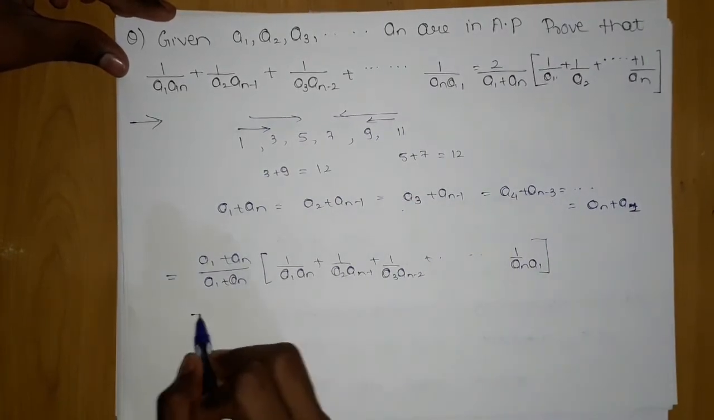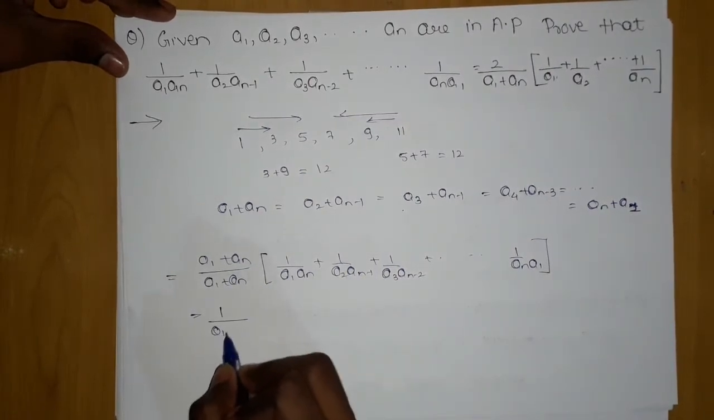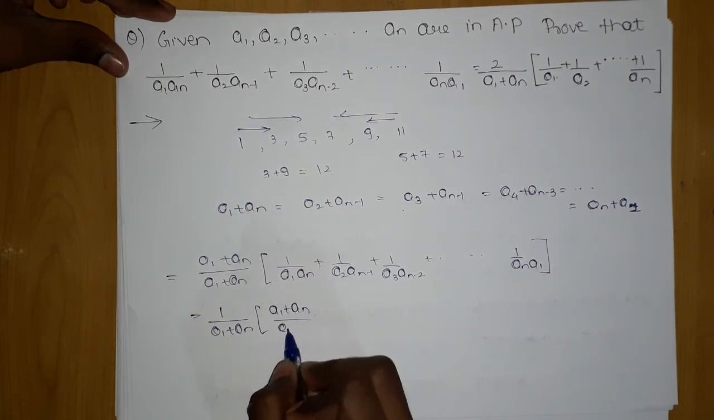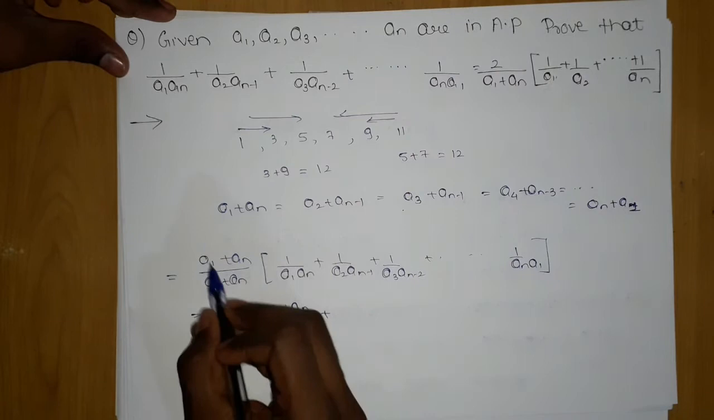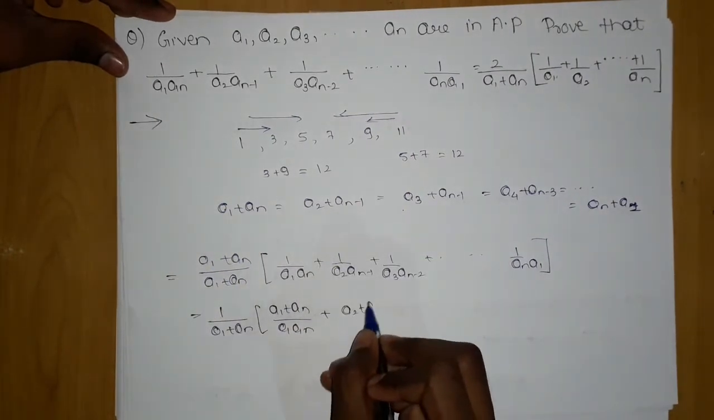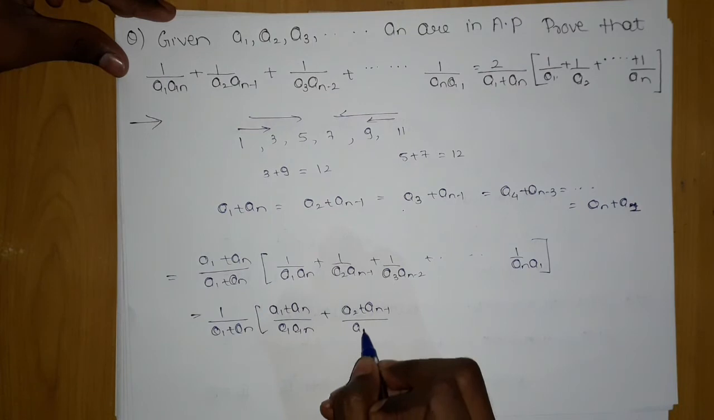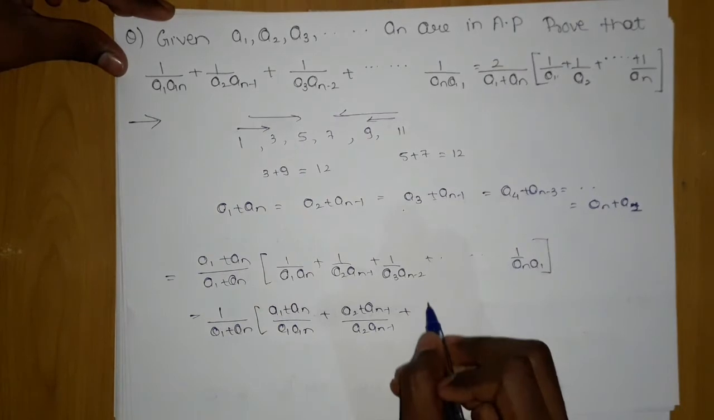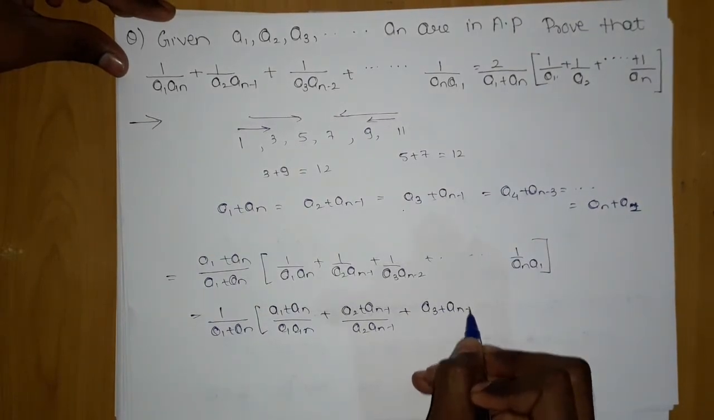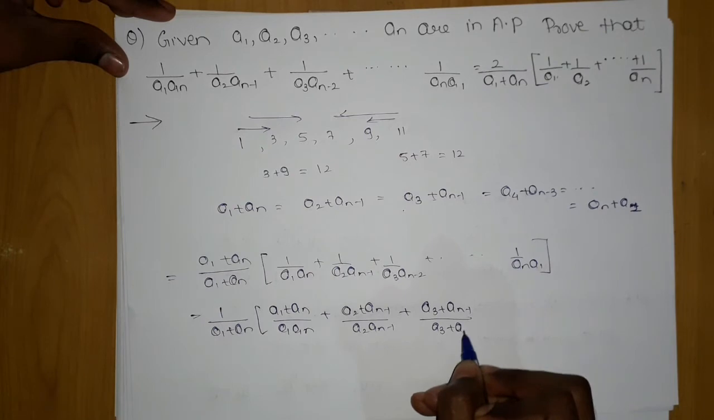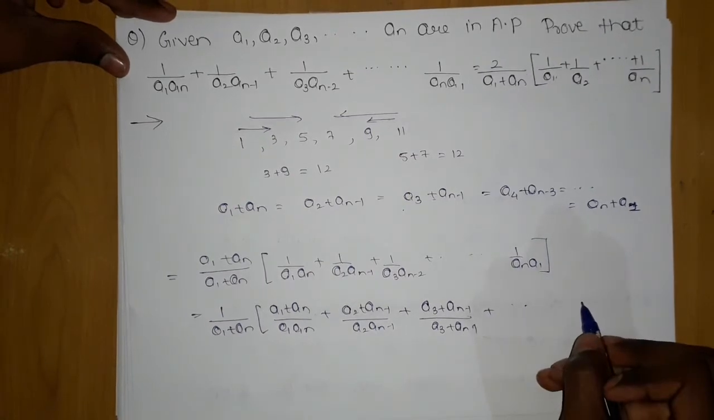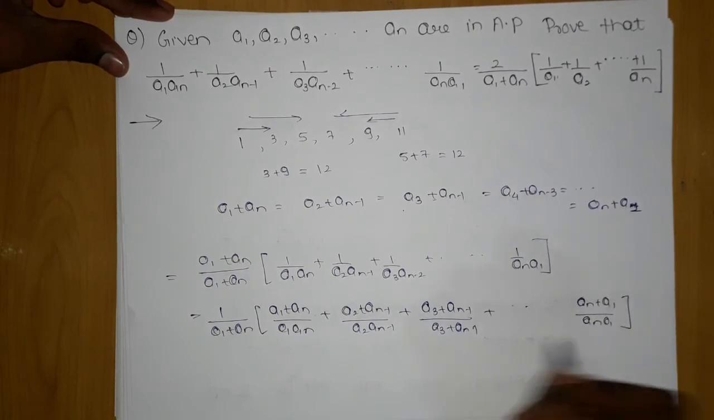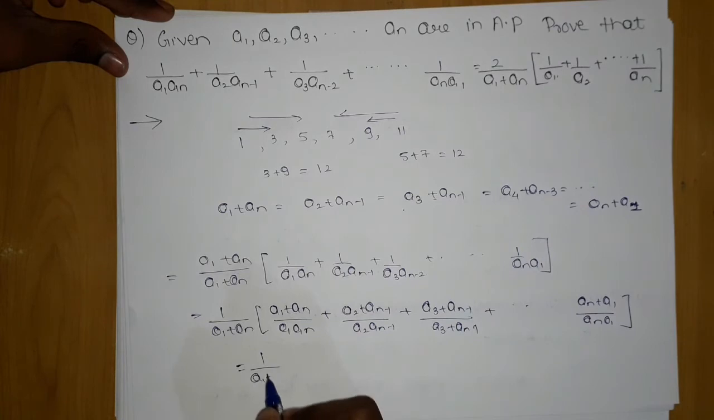If I multiply this thing here, a1 plus an, this will be a1 plus an upon a1 an. Similarly, I can write this as a2 plus an minus 1 upon a2 an minus 1. Similarly, a3 plus an minus 2 upon a3 an minus 2. In the end, I can write an plus a1 upon an a1. So what I am getting is 1 upon a1 plus an.